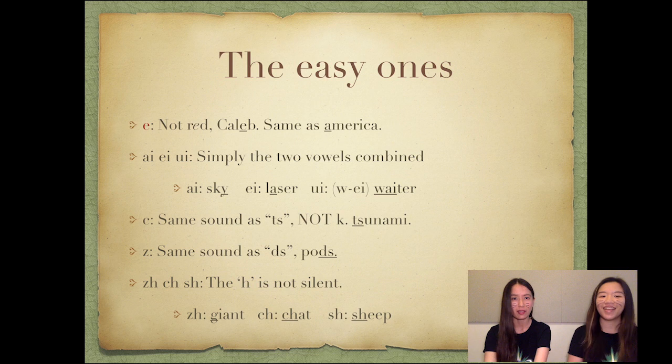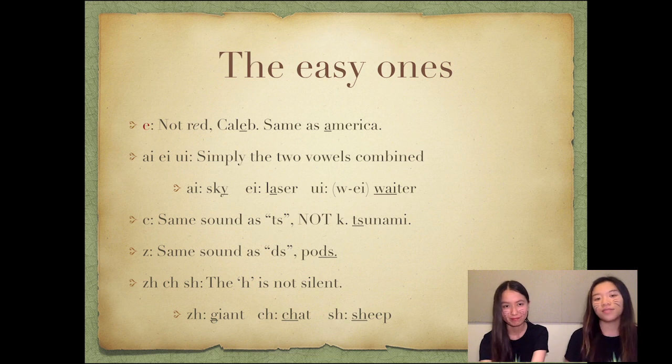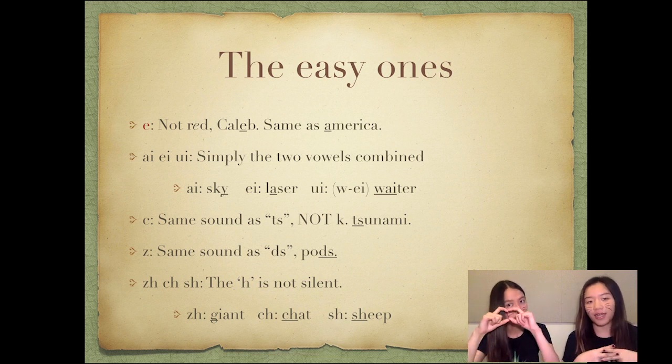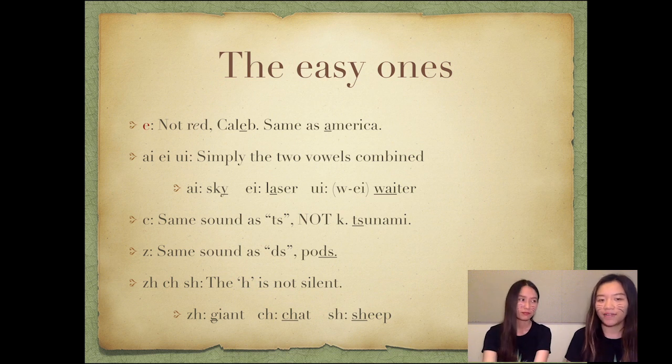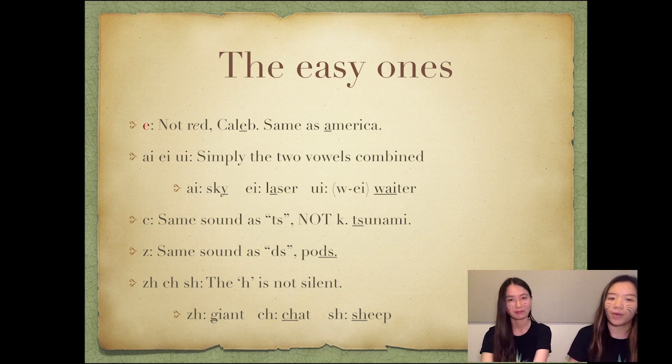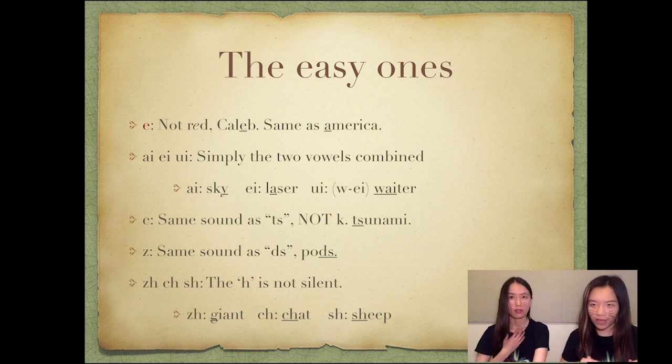Americano. America. And for the letter combinations AI, EI, and UI, you simply stitch the two vowels together and you get what it's supposed to sound like. So for AI, we have sky. And EI, we have laser. And for UI, we have waiter.